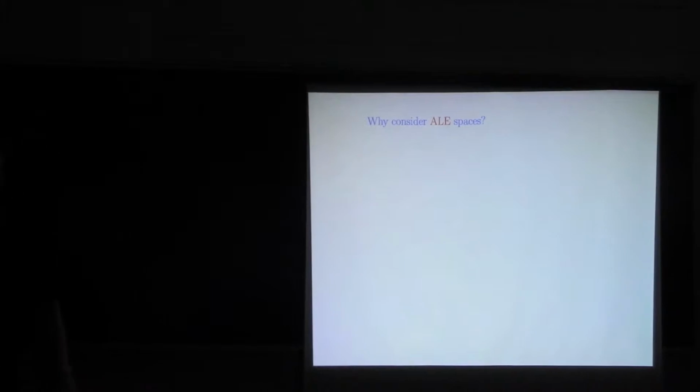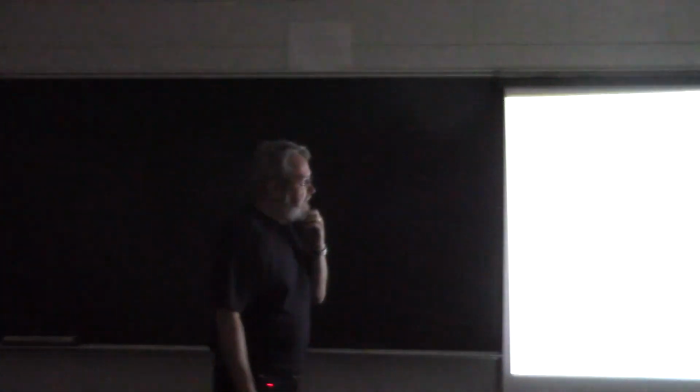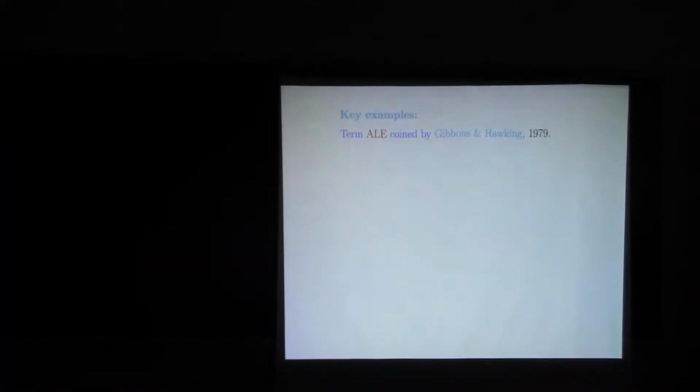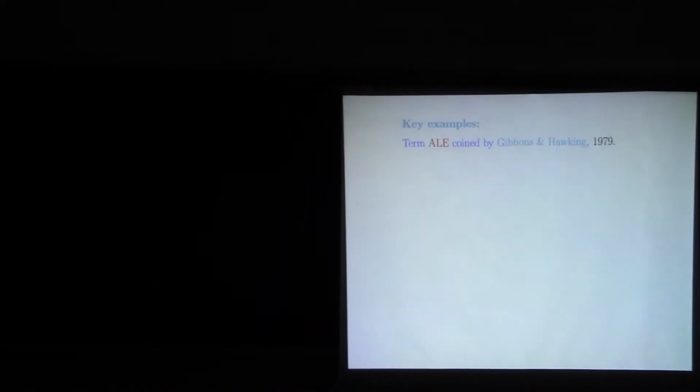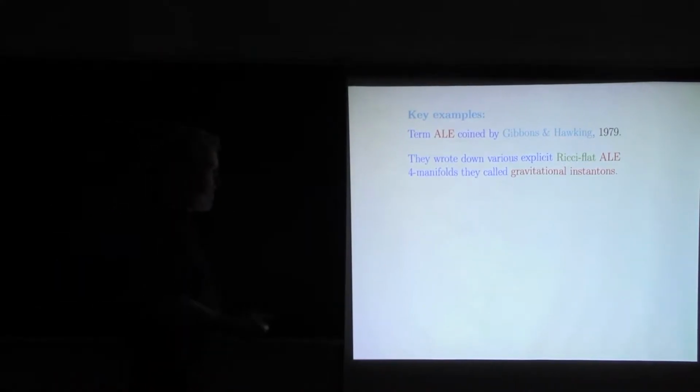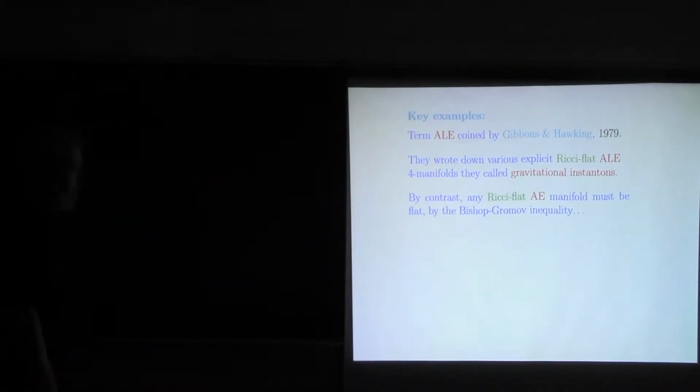Well, why would you consider ALE spaces? Well, the reason for doing anything in mathematics is that there are examples. The key examples were discovered by Gibbons and Hawking in 1979, and that was when they invented this terminology ALE, asymptotically locally Euclidean. What they wrote down were Ricci flat ALE manifolds called gravitational instantons.